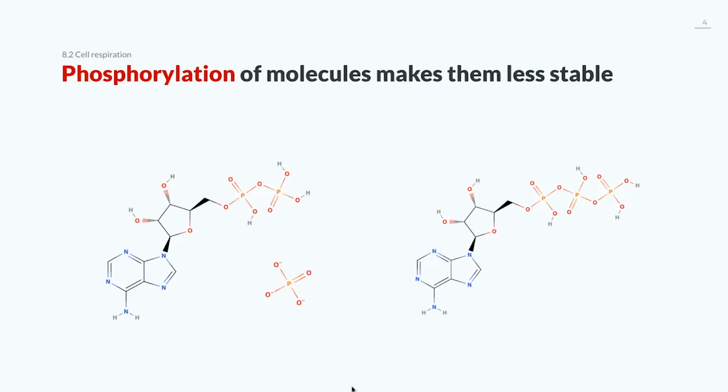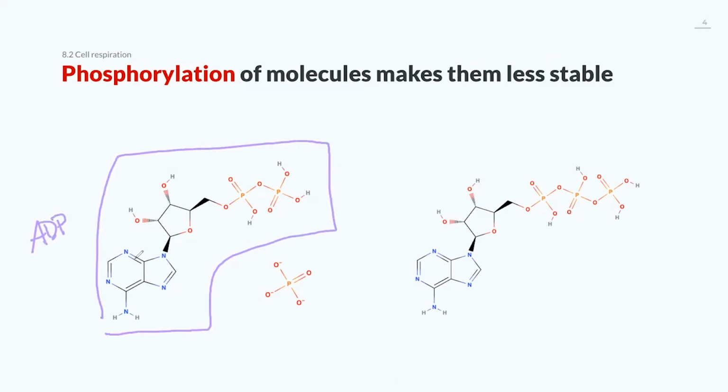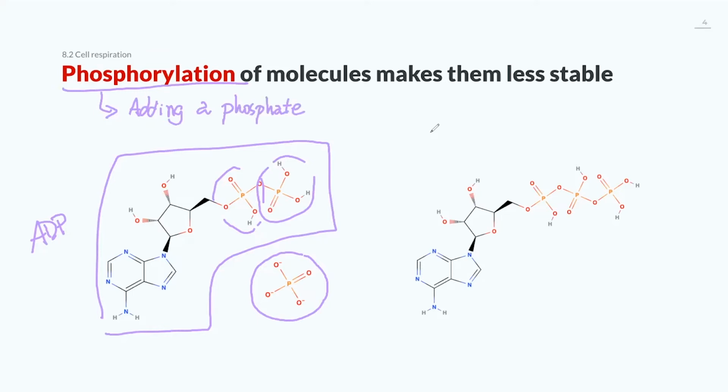Phosphorylation, another word for us. Phosphorylation makes molecules less stable. Well, we talked about ATP. This large molecule here is ADP. So here we have the A, we have one phosphate, we have another phosphate, so ADP. And then you have one ion of phosphate here. Phosphorylation means adding a phosphate. Remember that to add this phosphate, it takes a lot of energy.